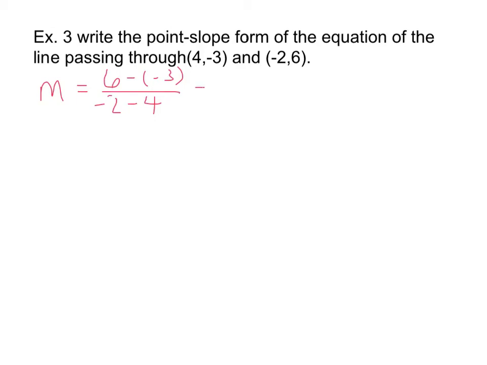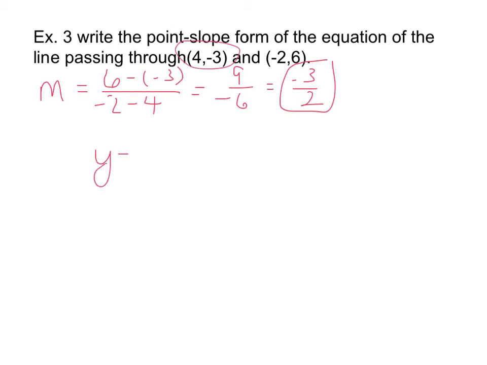So if we calculate that slope, we've got 9 over -6, which is going to be -3/2. Right? So now we've got the slope, and we need a point. And it doesn't matter which point we choose. We could pick any point we want. I'm just going to pick the first one.